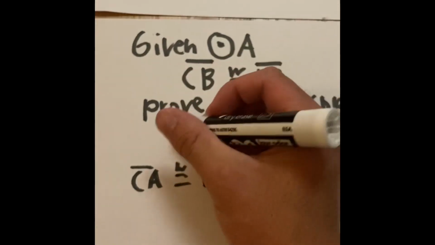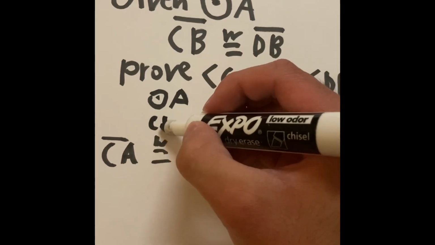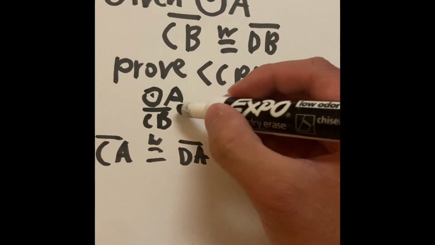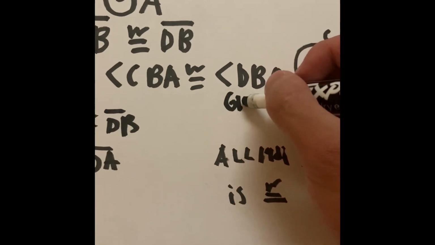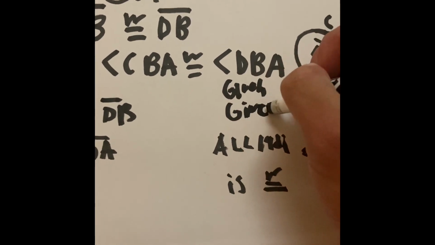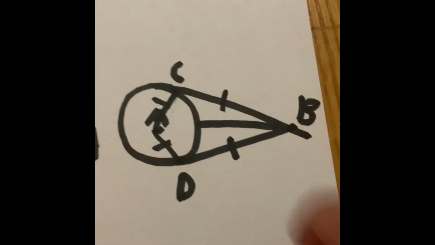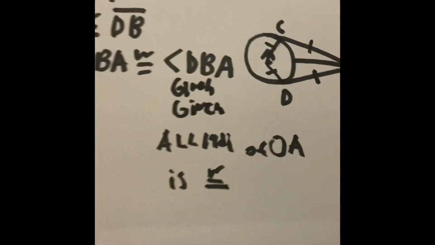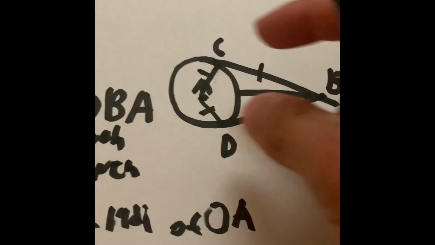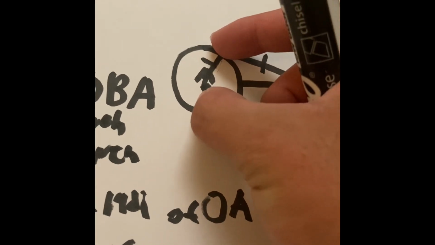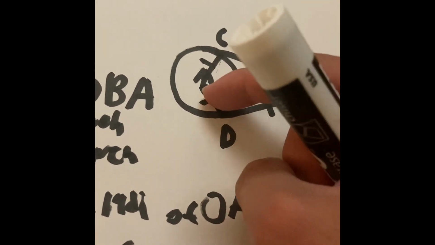We can't forget our givens: circle A, and CB is congruent to DB. The reason why is that was given to us. So the first thing we said besides what was given to us is that CA and DA are congruent because all radii of the circle are congruent. Any point on the circle that is the same distance from the center will always have congruent distances.